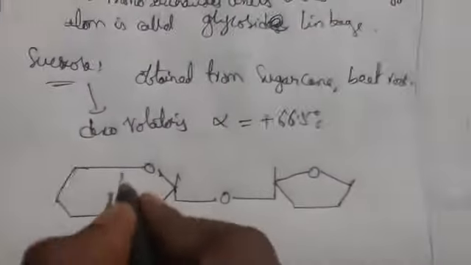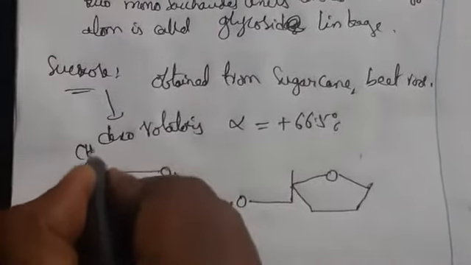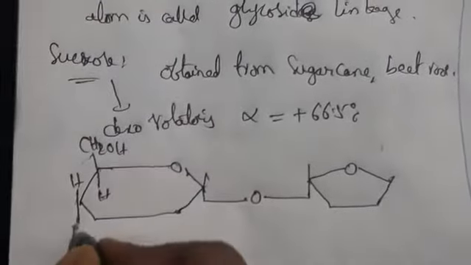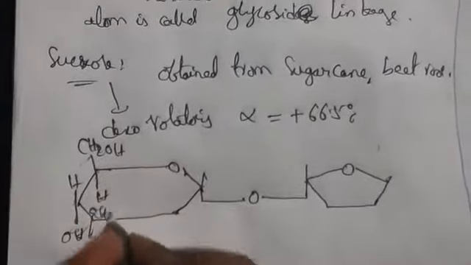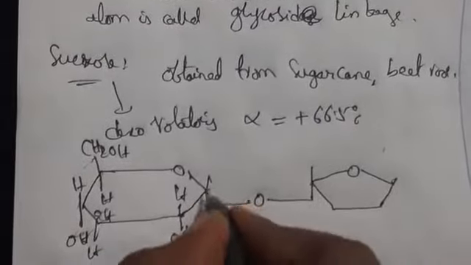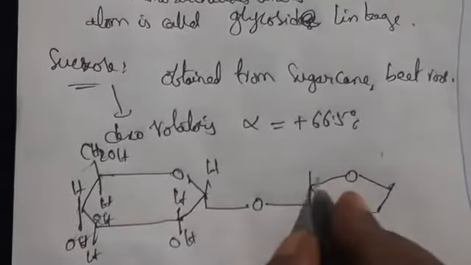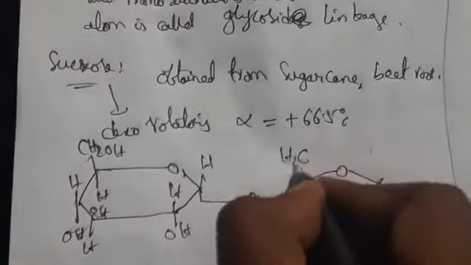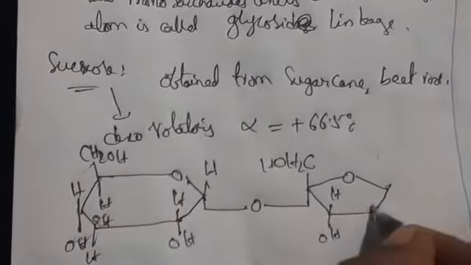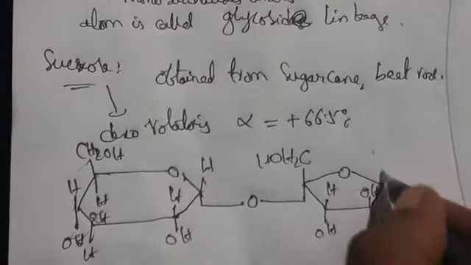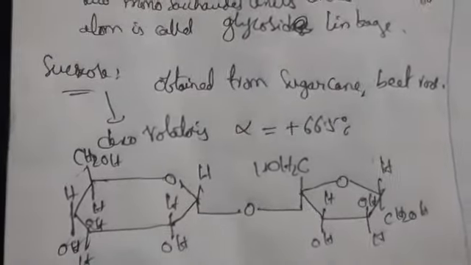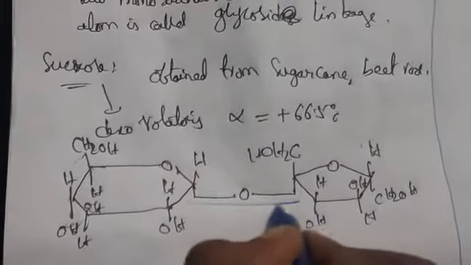So like this it is going to have the structure CH2OH, H, OH, H, OH, H, CH2OH. So this linkage, we call it a glycosidic linkage.